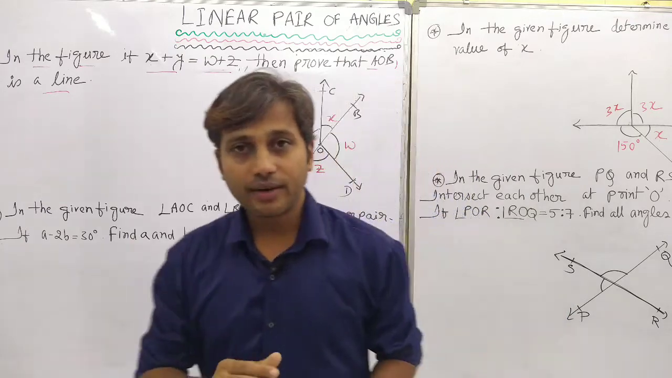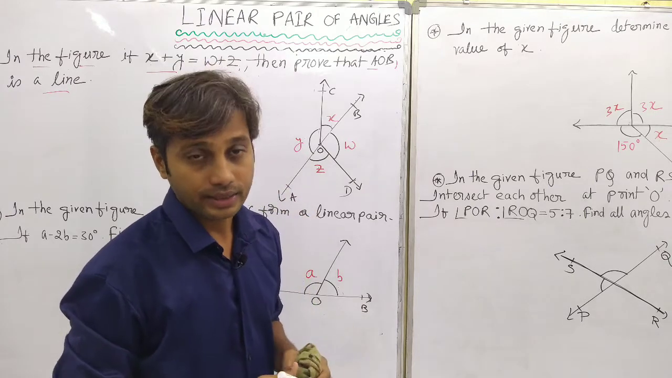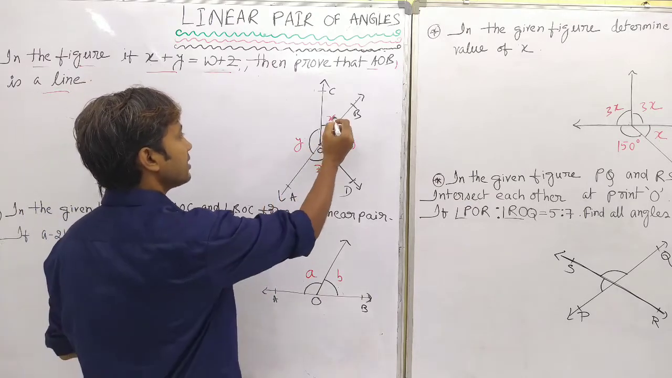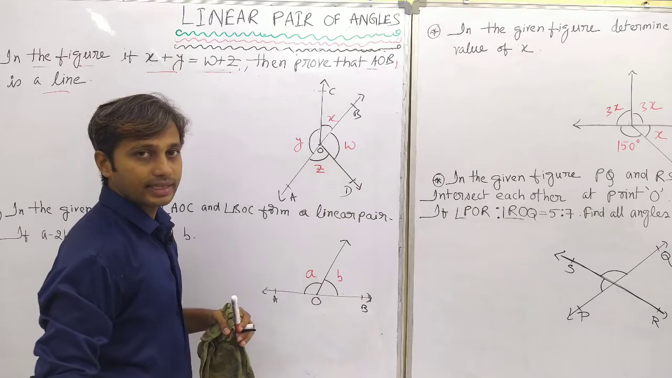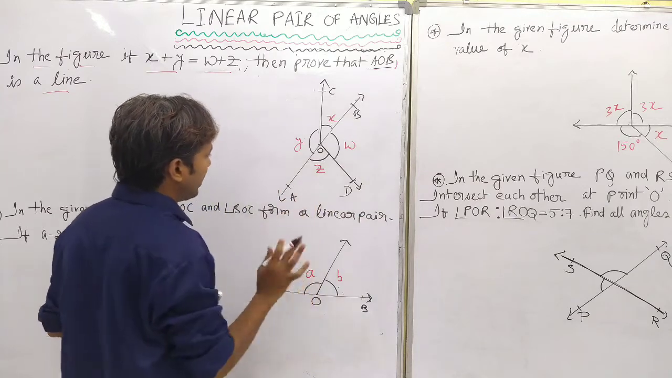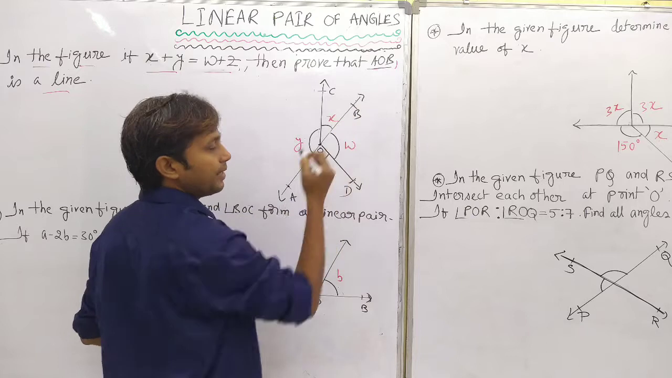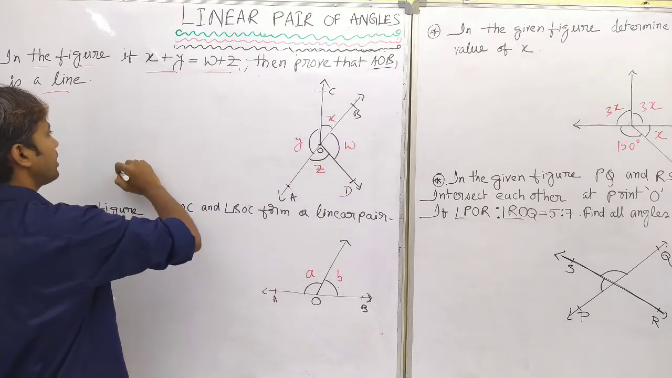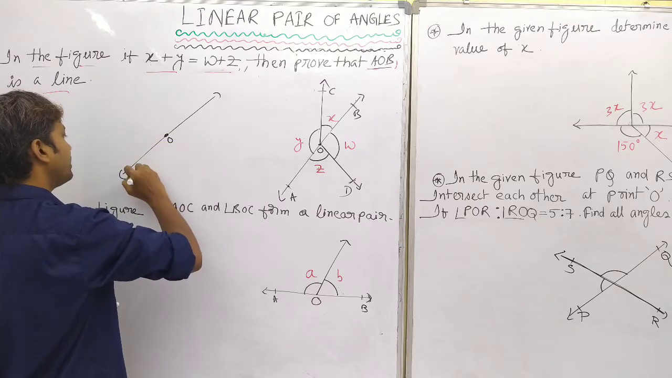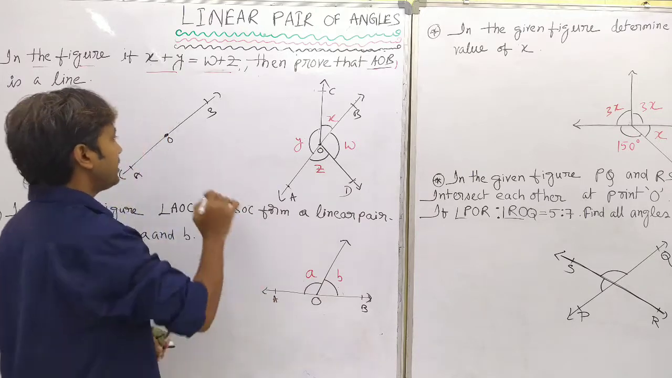Let us observe the diagram, where this x, y, z and w are located. See here, this is x, y, z and w. These are the angles given. And AOB means: this is A, this is O and this is B. I am showing you separately here, something like O, this is A, this is B. And we need to show that it's a straight line.